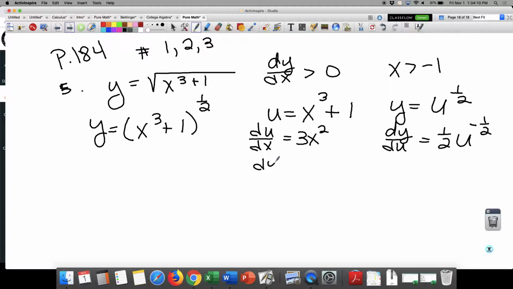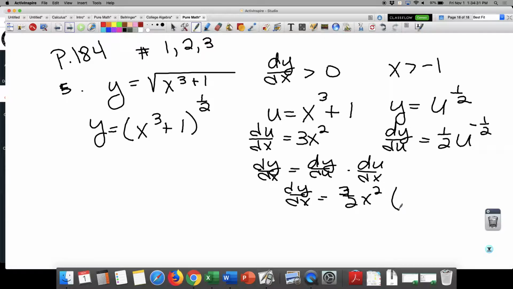So my dy dx is equal to my dy du times du dx. I'm going to say 1/2 times 3x squared is 3/2 x squared times my u.